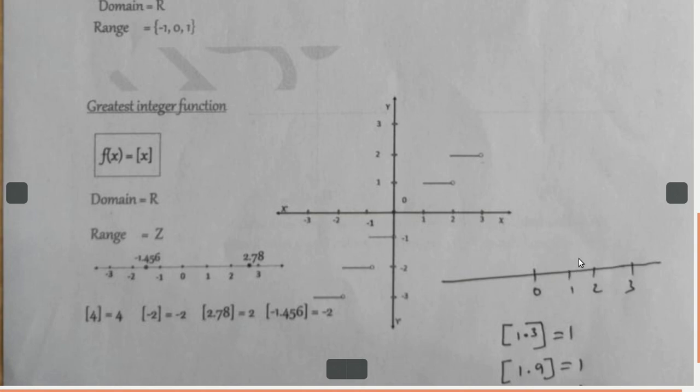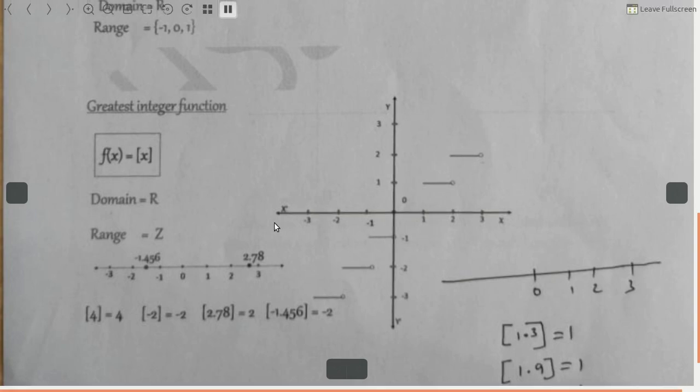For 1.5, the greatest integer is 1. The greatest integer up to 1.9 is 1. The greatest integer up to 2 is 2 itself. Up to 2.1, that is 2. Up to 2.9, that is 2. Up to 3.2, that is 3, and so on. So this is the greatest integer function.